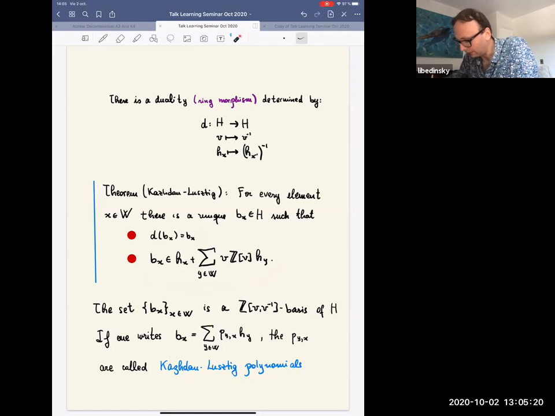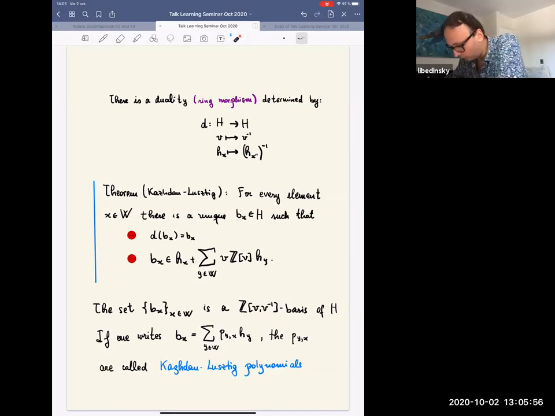The standard basis is a basis, so you can always write it as a linear combination of H_y's. But the whole point is you write it as a linear combination where you have a 1 here, and the coefficients that appear here are in vZ[v]. This is the definition of the Kazhdan-Lusztig basis. And as the name says, this is a basis. The b_x is again a Z[v, v^-1] basis of the Hecke algebra.